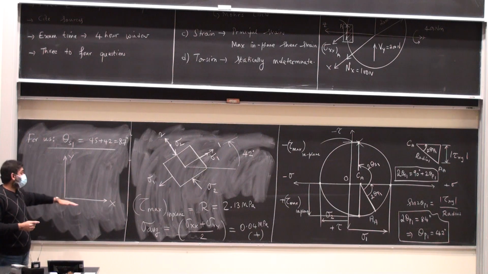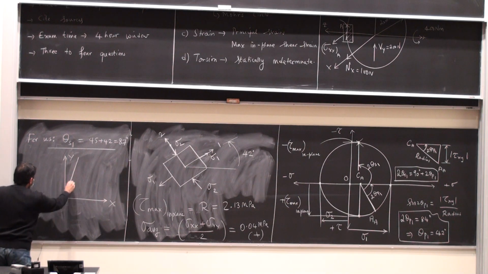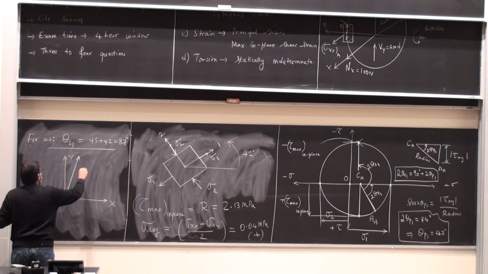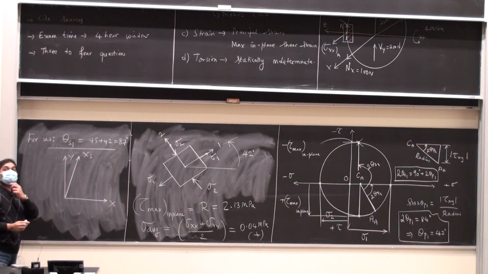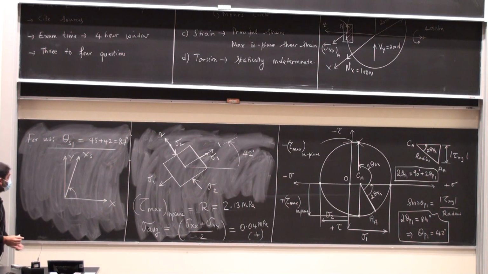With respect to who? With respect to the positive x-axis. So starting from there, this is x suffix s. This angle here, of course exaggerated, has to be much closer to the y-axis. This is 87 degrees.